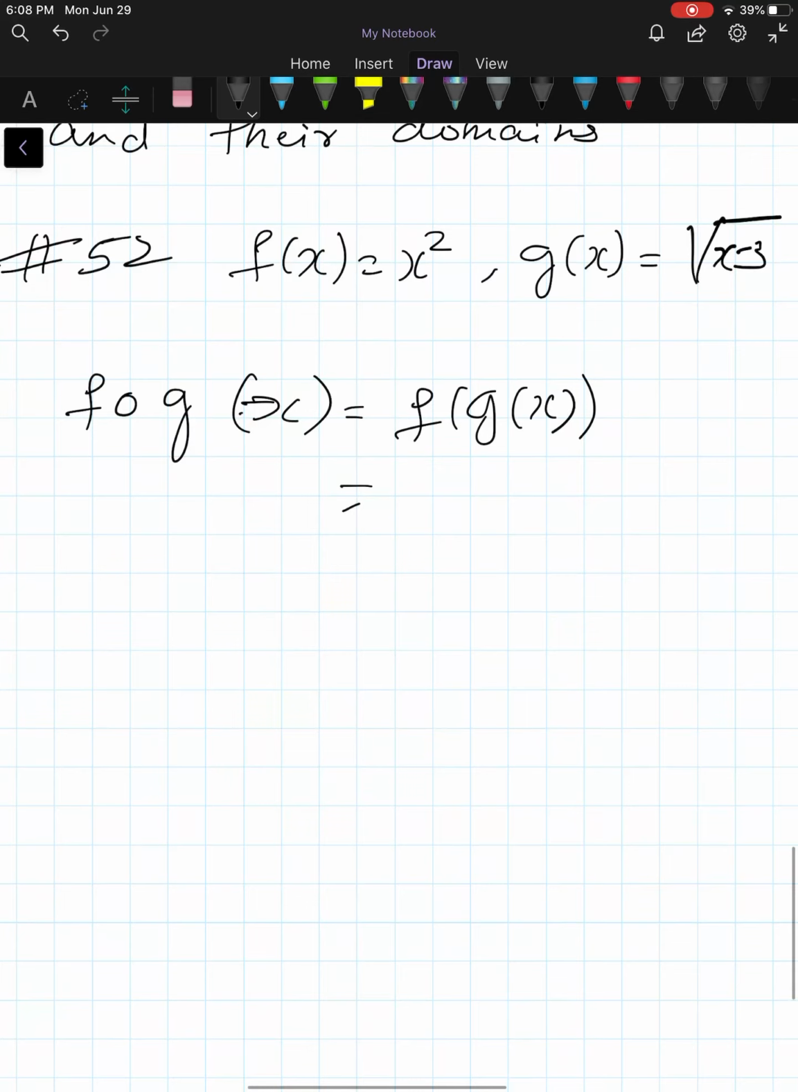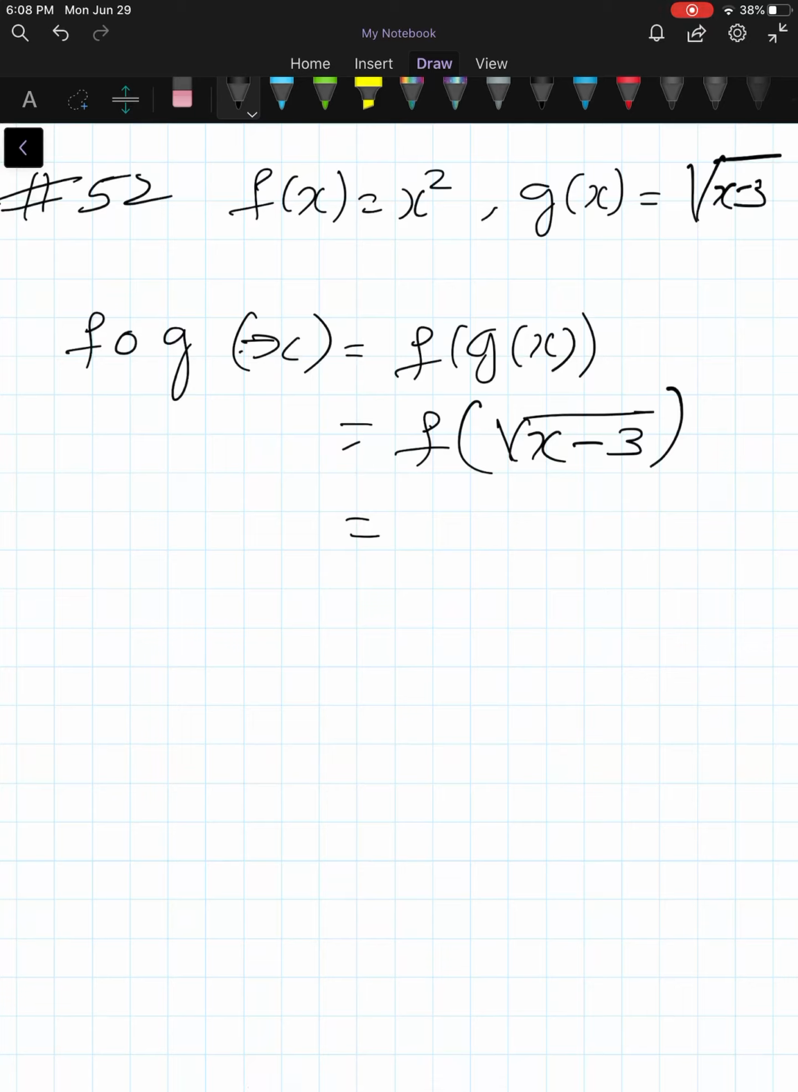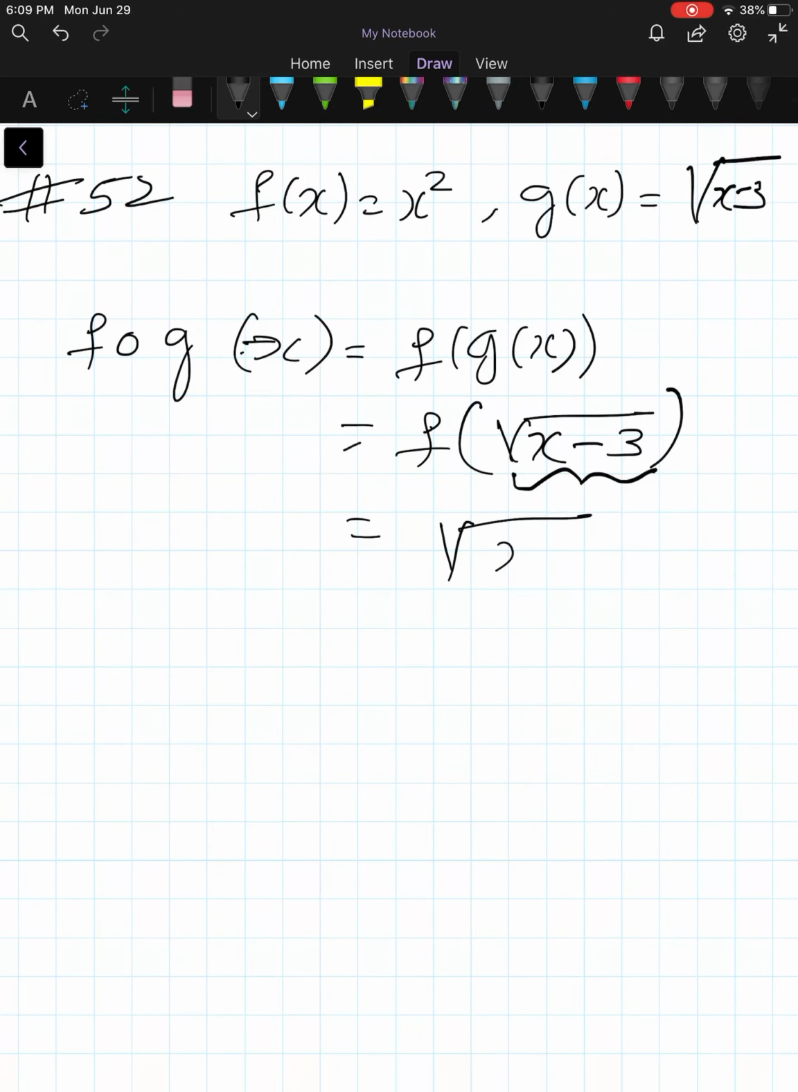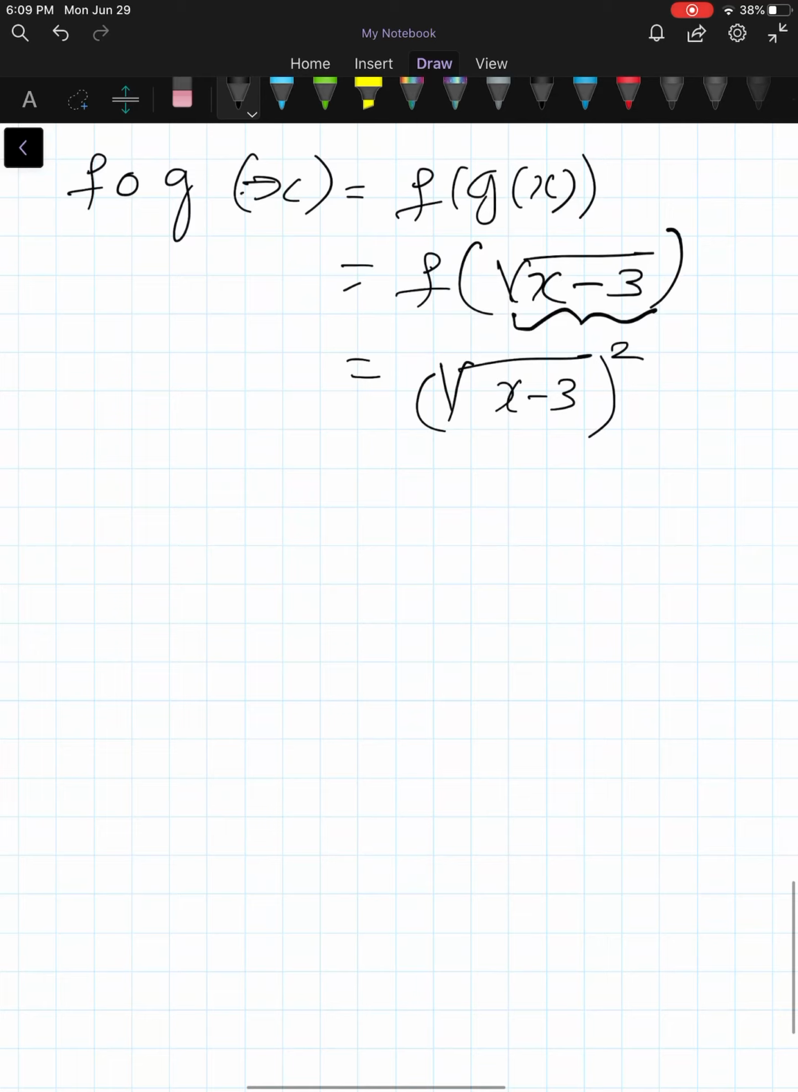So what is g of x? It is square root of x minus 3. So apply f on that. That would be f of square root of x minus 3. Wherever there is x in the f function, you are substituting this whole expression there. So that is nothing but square root of x minus 3 the whole square. Squaring a square root gives us just the expression itself. So that is x minus 3.